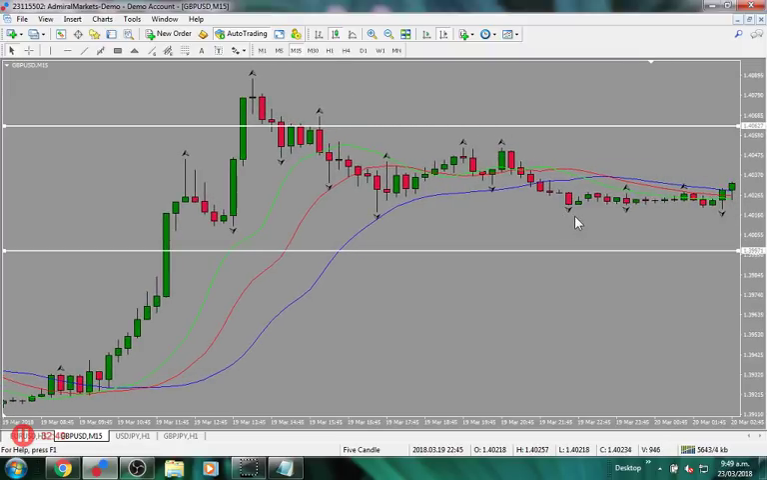There's another question that's come in. How do you identify a sell trend using the fractals? Yes, I'll show you that in a second.